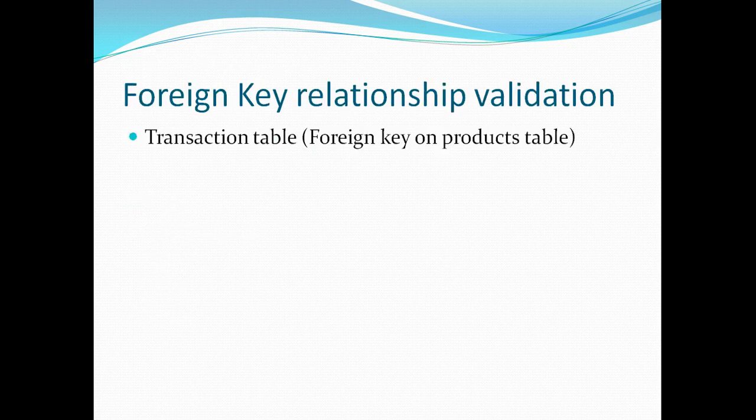Then we talked about foreign key relationship validation. You have a transaction table that has a foreign key on the products table. Now the transaction flat file has product P10, while this product has not entered my dimension products table.